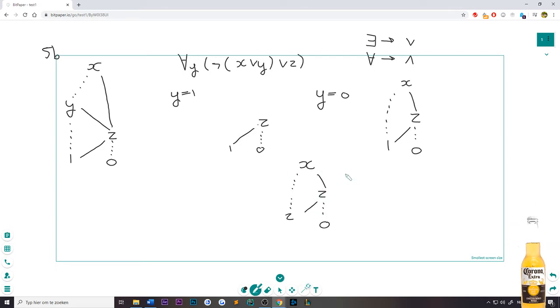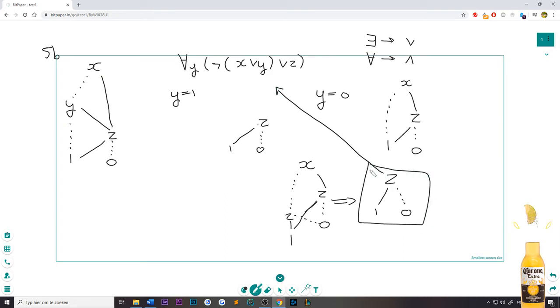We still know that if z is true, it goes to 1. So we get this here and this here, okay? And you can see that these z's are the same, so you can rewrite this as no x at all. We just have a z which goes to 1, goes to 0. And so that's the OBDD corresponding to this formula here.